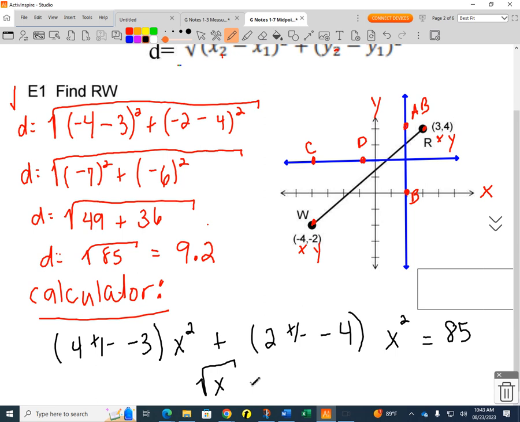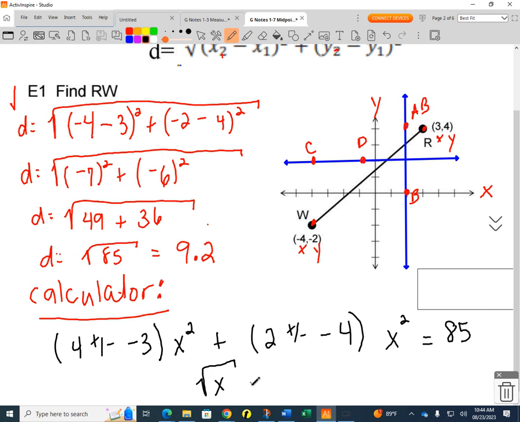Left parentheses. 4 negative button, minus 3. Close your parentheses. Now it's the X squared button, the X squared button right there. Now plus. So it's your left parentheses down. Now the positive negative button. Minus, yep. Close your parentheses. That's the X squared button again.